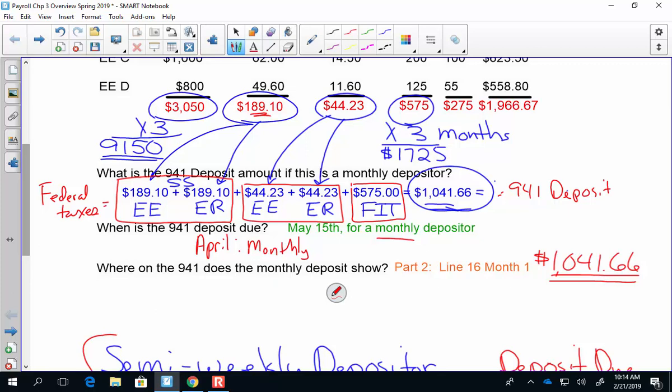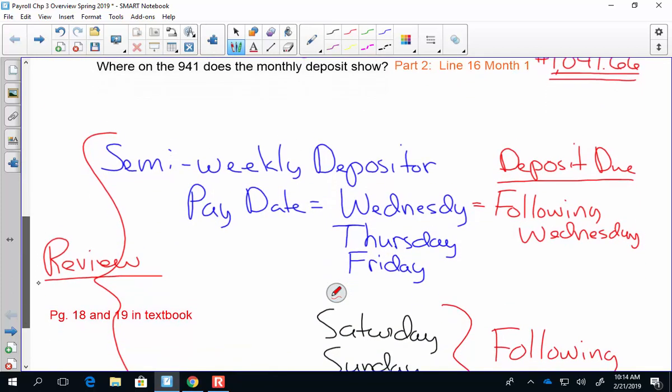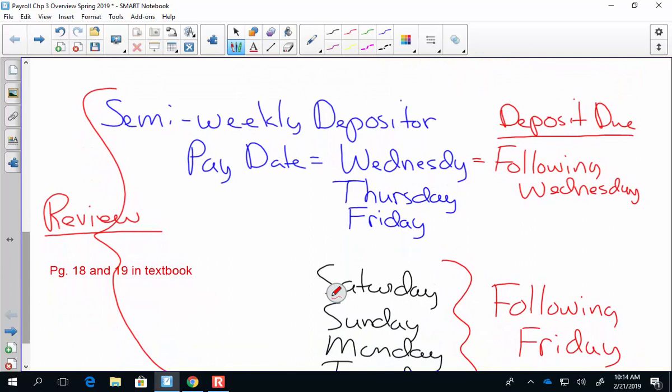Now, with this particular employer, I just want to mention before we go on here that a semi-weekly depositor means they have to pay more often. So in that case, you'll be quizzed on when those deposits are due. So here I have a pay date. Remember with payroll, the pay date or check date of the payroll dictates when that deposit will be due. So if we have a pay date for a payroll on Wednesday, Thursday, or Friday, its deposit for the 941 is due the following Wednesday.